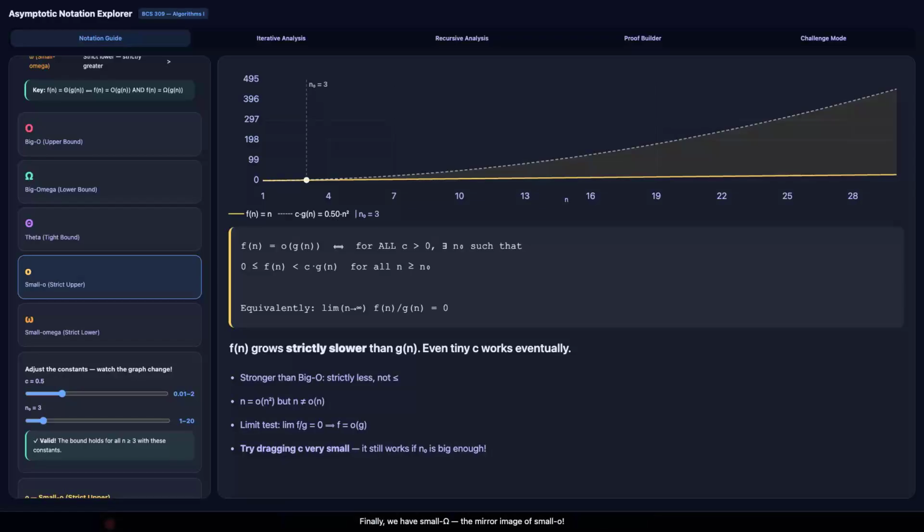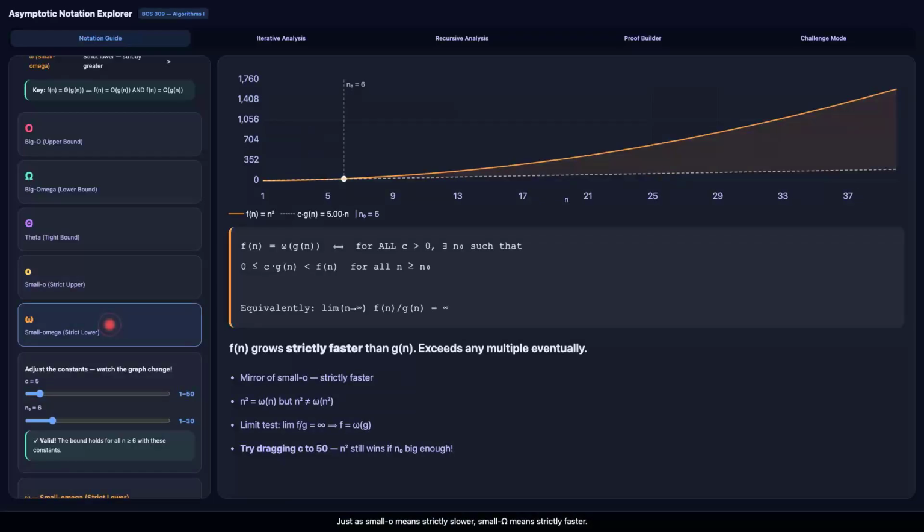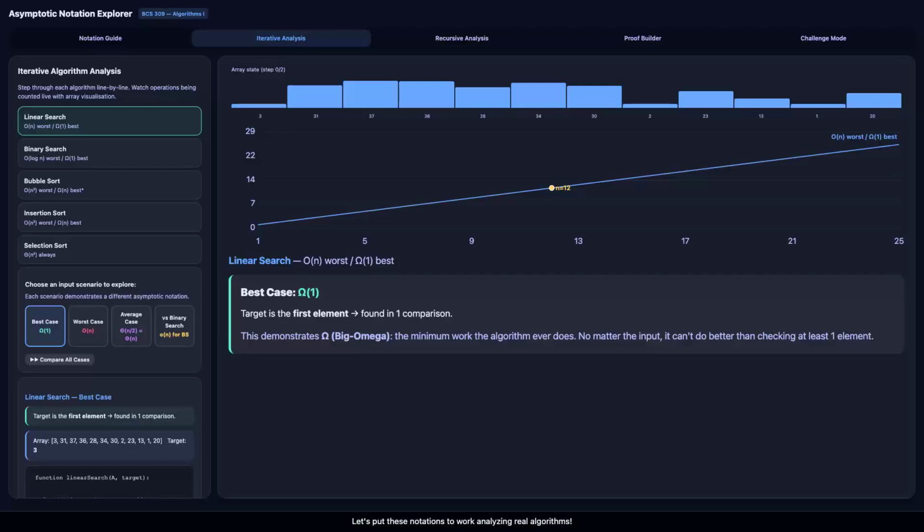Finally, we have small omega, the mirror image of small o. Just as small o means strictly slower, small omega means strictly faster. When f of n is small omega of g of n, f will eventually dominate any multiple of g. No matter how large a constant you pick, f will eventually outgrow that constant times g. It's the mathematical way of saying f wins in the long run, period. This notation captures the idea that some functions are destined to grow faster than others, with no possibility of a tie. Let's put these notations to work analyzing real algorithms.